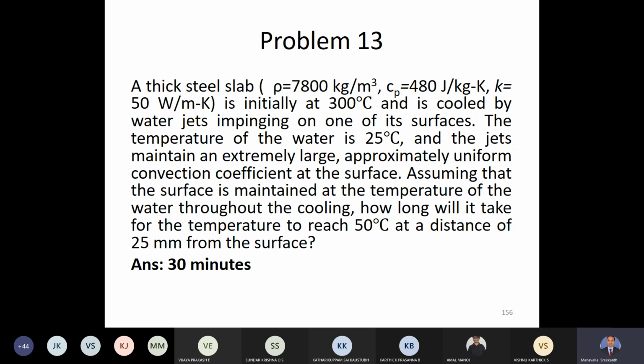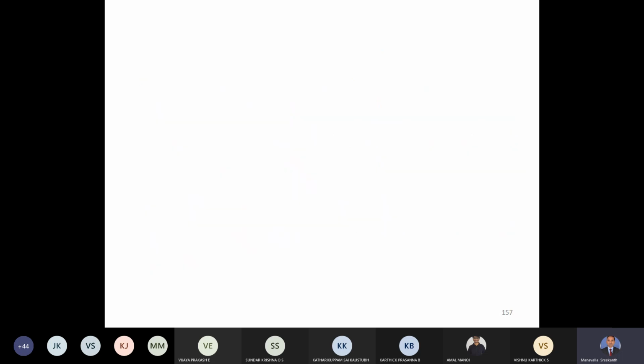Okay, so let us go to solving the problem first. As always, start with a schematic diagram. We have a hard steel slab, and we have jets impinging on the surface of the steel slab. So a jet of cold water at 25 degrees Celsius. We are given some properties. Density is 7,800, K is 50, Cp is 480.